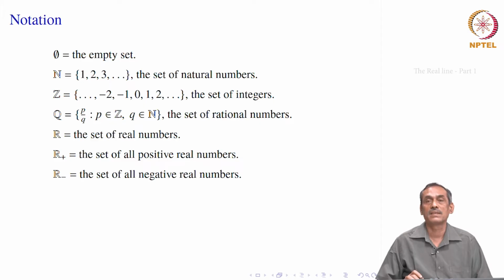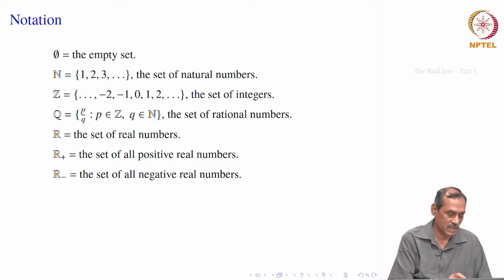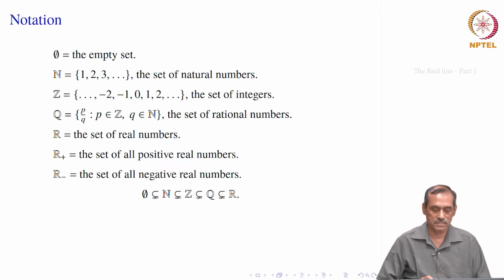Then we have the set R, which is the set of real numbers, our main concern. We will be defining it slowly. We will wait for some time to see what it is exactly. Then this R plus will denote the set of all positive real numbers. Among the real numbers, there are some which are positive, there are some which are negative, and there is also 0. So, the set of all positive real numbers is written as R plus. Similarly, R minus is the set of all negative real numbers.